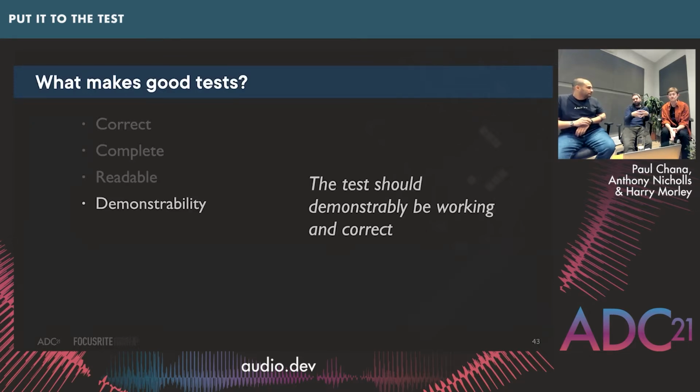Tests are really important for that several years down the line, maybe even you're a different engineer to the person who wrote it in the first place, you still want to be able to understand what that test was testing. It's a really important part of it, for sure.